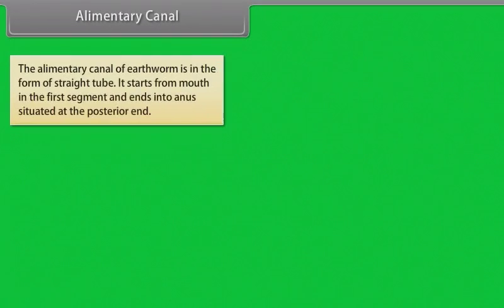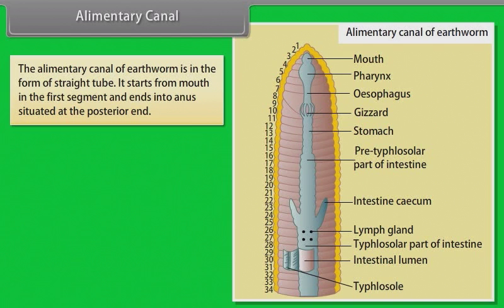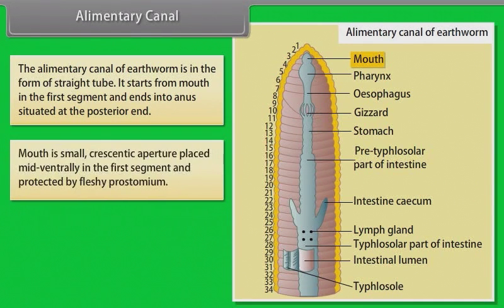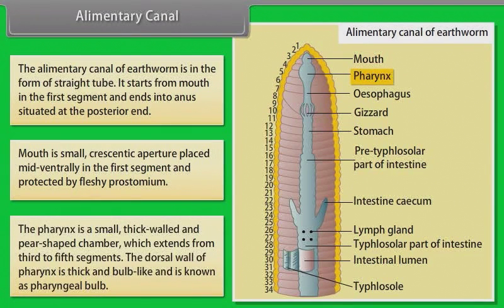Alimentary canal. The alimentary canal of earthworm is in the form of a straight tube. It starts from the mouth in the first segment and ends in the anus situated at the posterior end. The mouth is a small, crescentic aperture placed mid-ventrally in the first segment and protected by the fleshy prostomium. The pharynx is a small, thick-walled and pear-shaped chamber which extends from the third to fifth segments. The dorsal wall of the pharynx is thick and bulb-like and is known as the pharyngeal bulb.